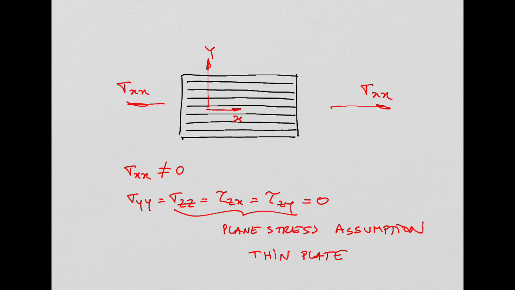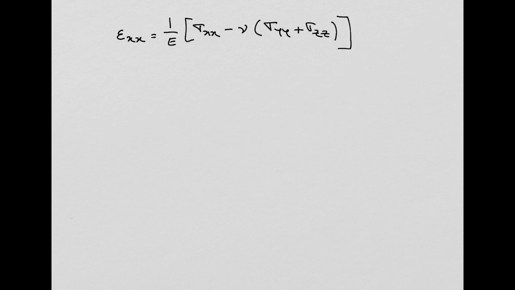Sigma XX is the loading we are applying in the fiber direction. Sigma YY is equal to zero. We don't have a load in the Y direction. Okay? Now, from Hooke's law, the strain in the X direction is 1 over E times the stress in the X direction minus the Poisson ratio times sigma YY plus sigma ZZ. But this is equal to zero, this is equal to zero. So this becomes equal then to sigma XX over E.